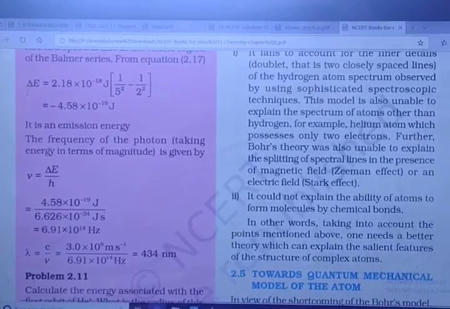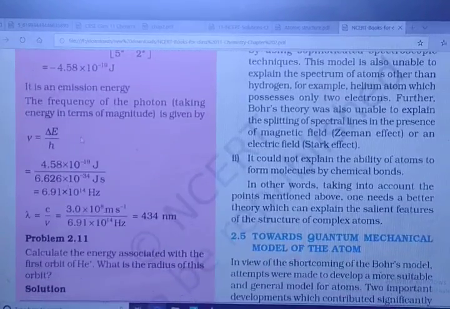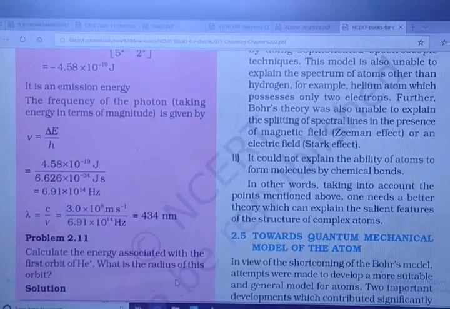Now the frequency of the photon. You have got the value of delta E, and you know E is equal to h nu. You have to calculate the value of nu, so nu will be delta E by h. Taking the energy in terms of magnitude, nu is equal to delta E by h. The delta E value you have already calculated, 4.58 into 10 to the power minus 19 joule, and h is Planck's constant, 6.626 into 10 to the power minus 34 joule second. Joule cancels, and the answer will be in second inverse or hertz, since we are calculating the frequency. After dividing, you have got 6.91 into 10 to the power 14.